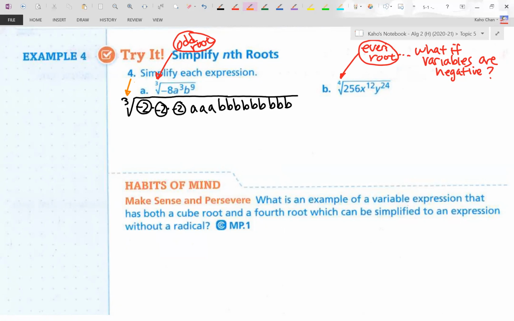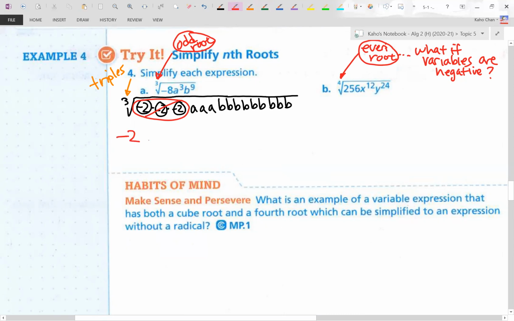All right. Do we have triples of everything? That's what we're looking for. We're looking for triples right now. Oh yeah, we do. Here's a triple: -2, -2, -2. That comes out. Oh, we have a triple A. That comes out as a single A. We also have another triple B, another triple B, and a third triple B. And nothing is left underneath. Ladies and gentlemen, that is your answer right there.